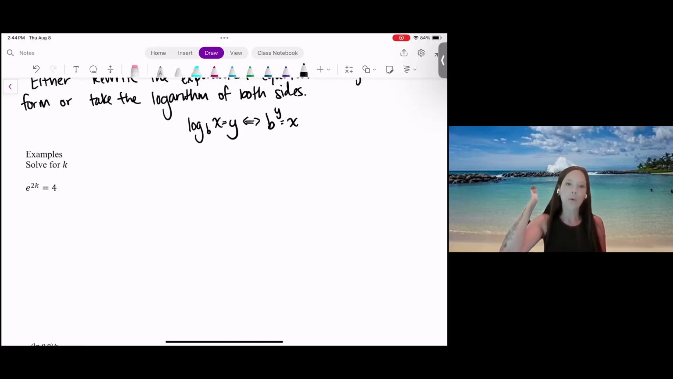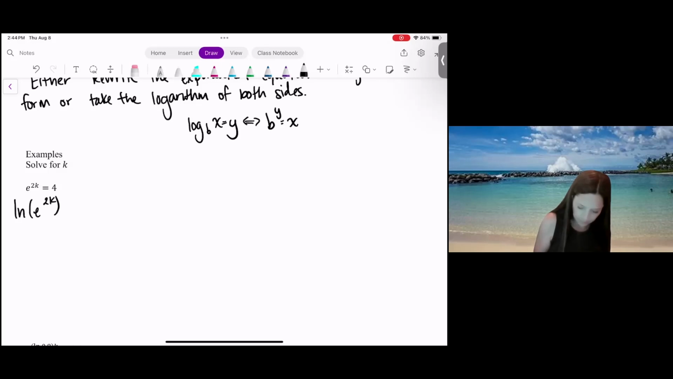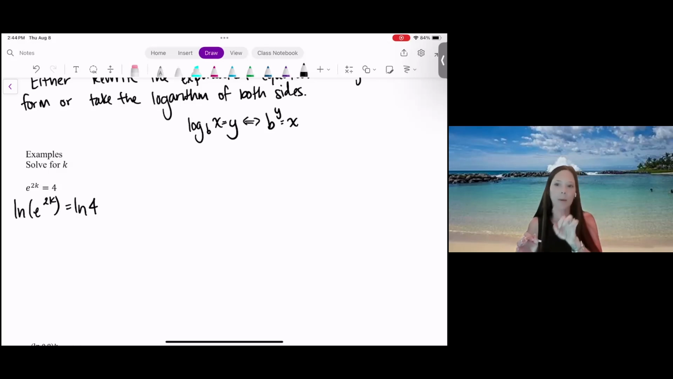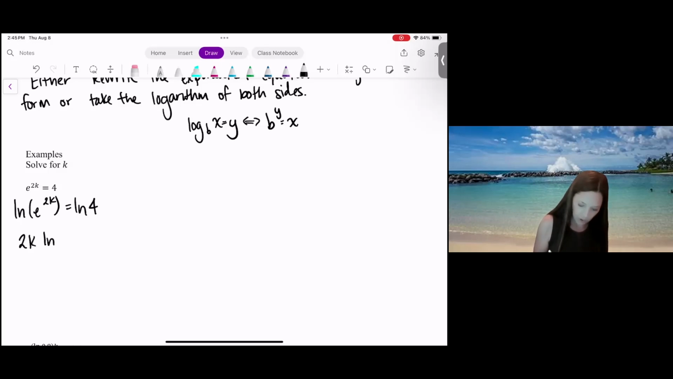You could use regular log or you could use natural log. Both get the same approach. This does have e, and natural log works well together, so I'm going to use the natural log here. But if I took the natural log of both sides, remember the power rule of logarithms. If you have something to a power, the power can come in front and become a coefficient. So I'm going to write that as 2k natural log of e equals natural log of 4.